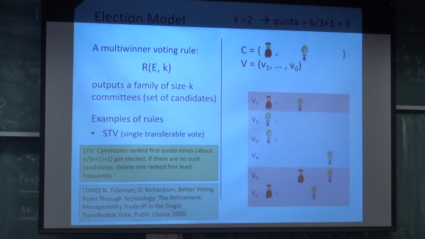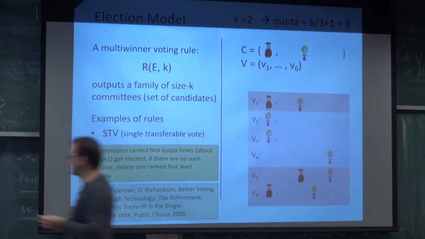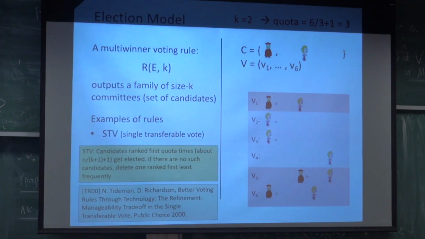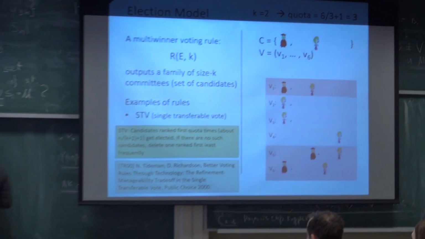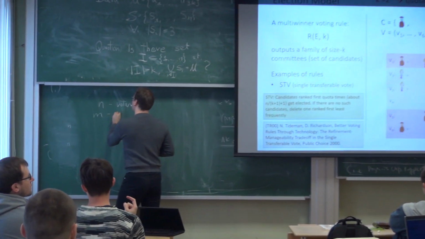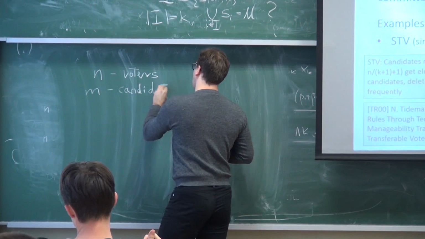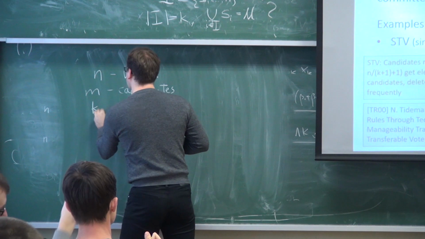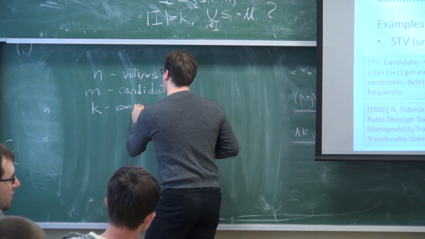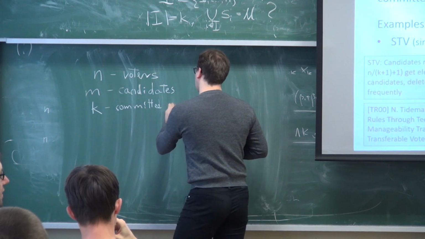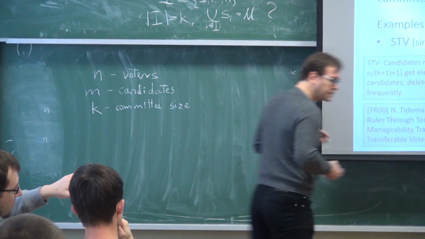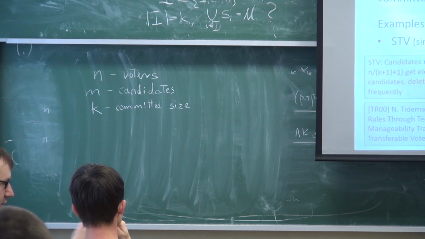Excuse me, what's N small? N small is the number of voters. Okay. So that's, I would say, the typical notation. I hope I will explain these things, but just so you know, N is always the number of voters. M is the number of candidates. And we typically take K to be the committee size. So these are somehow the standard notations used.